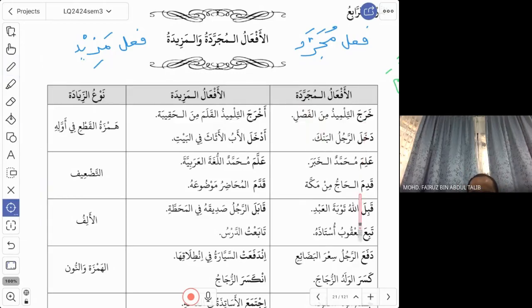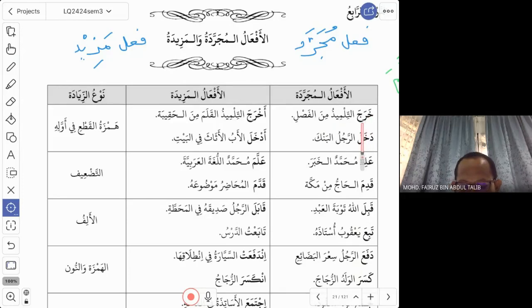In the first column, these are all the bold words. These are all the fi'l, and they are all the fi'l mujarrad, or al-af'al mujarrad. As I mentioned earlier, it is fi'l without any additional letters. What does it mean here? It means that all letters in this fi'l, kha, ra, jim, are the root letters, which means you cannot remove any of them.